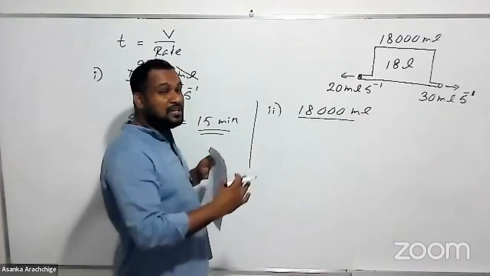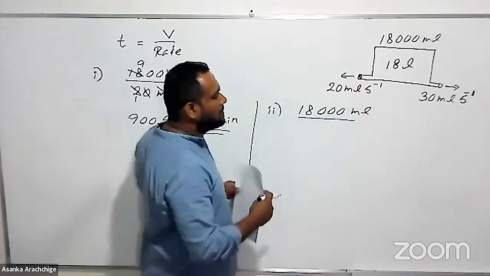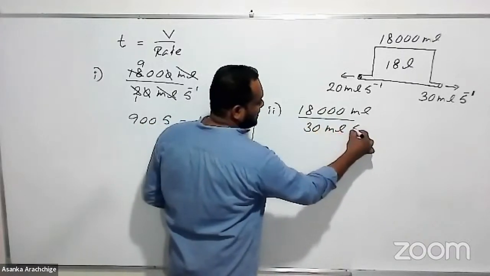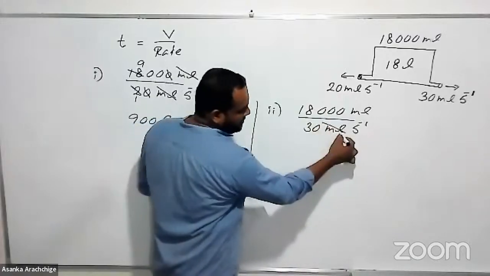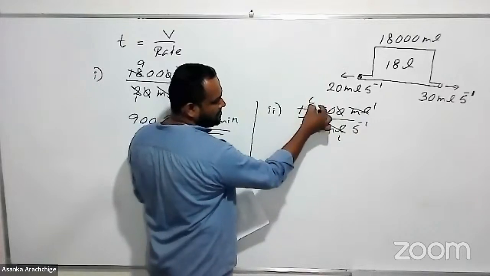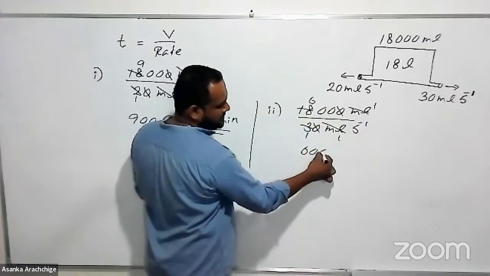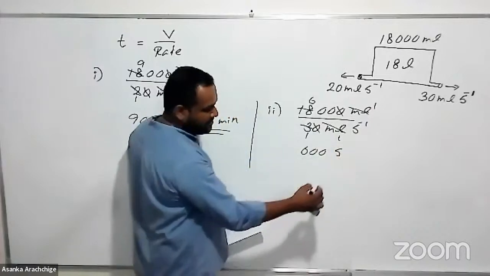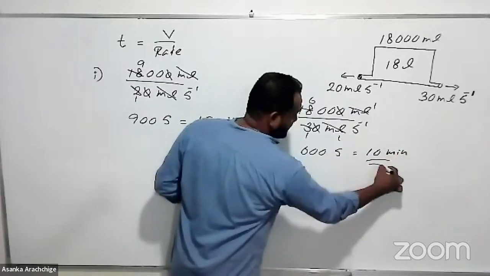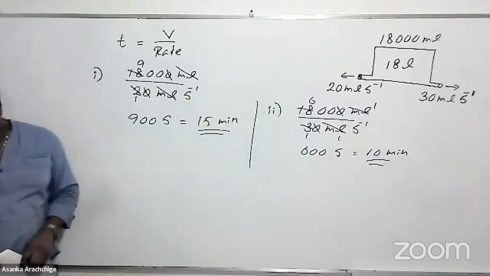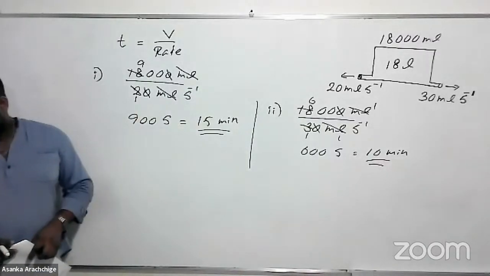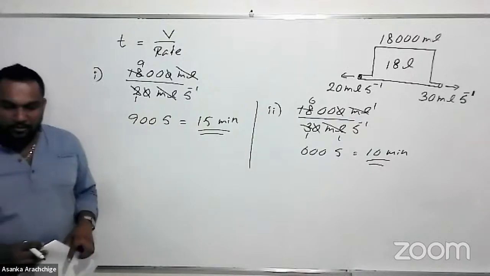But now the water removing rate is 30 milliliters per second. Milliliters can be cancelled. 0, 0, 3 times 1, 3 times 6. That is 600 seconds, which means exactly 10 minutes. Clear? Right. They are the answers for the first two. Those who want can take it down.